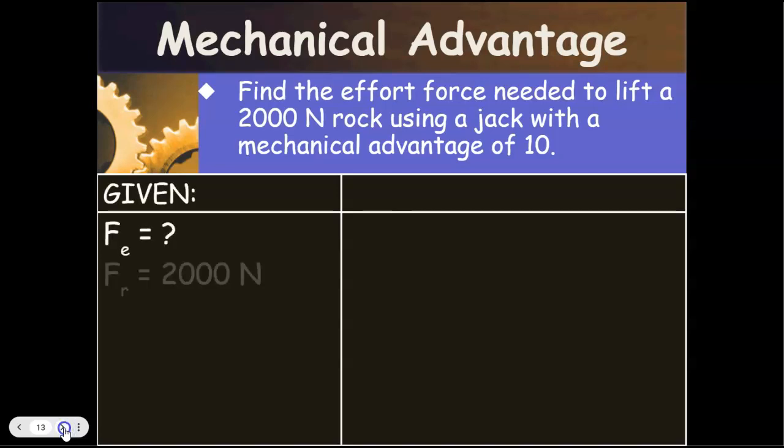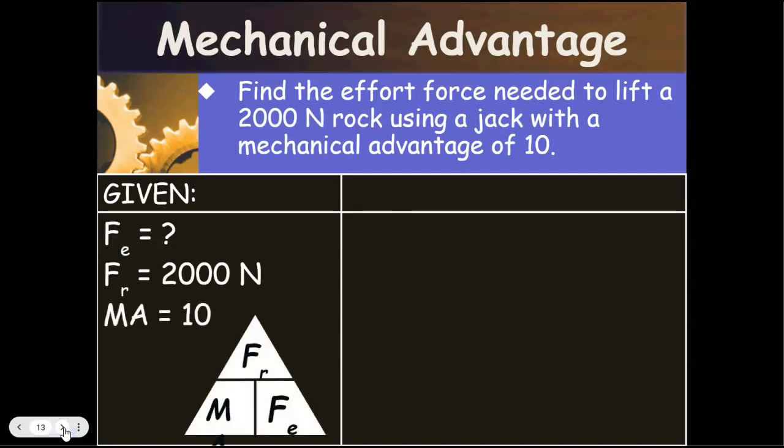So again, we're given our resistance force of 2,000, and we're given our mechanical advantage of 10. So in this case, we're calculating the effort force. Last time we calculated our mechanical advantage, but here we're calculating for our force of effort. So in our little triangle, this is what we're looking for. We're looking for our effort force, which means solving for this will be our resistance force divided by the mechanical advantage.